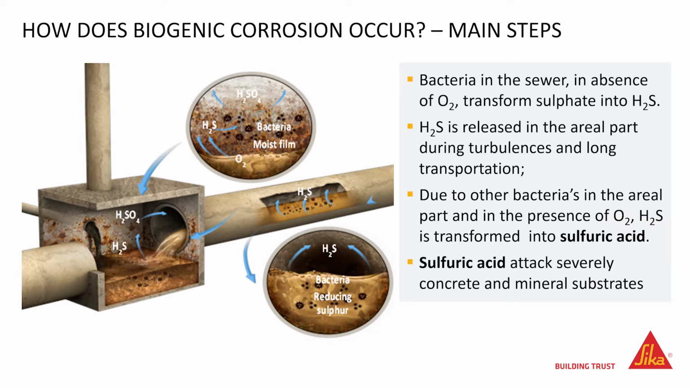The pH of the water is close to neutral. Wastewater in sewer is charged with organic matter and contains sulfate and bacteria. Bacteria in the sewer, in the absence of oxygen, transform sulfate into hydrogen sulfide, known as H2S. H2S is released in the aerial part of the sewer during turbulences and long transportation.